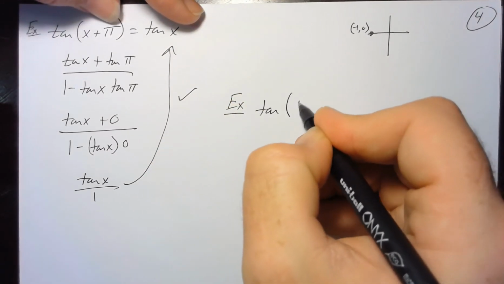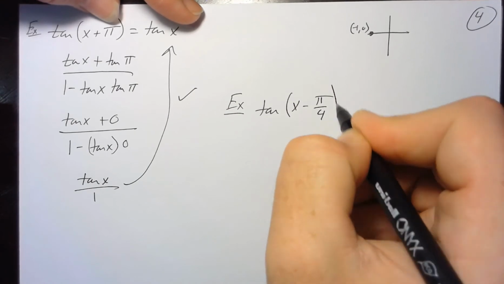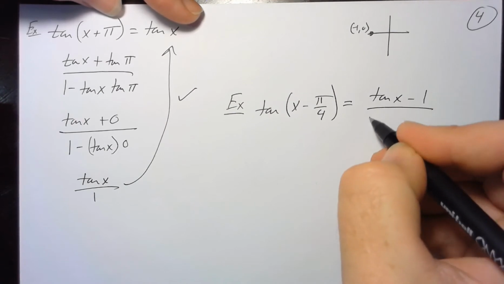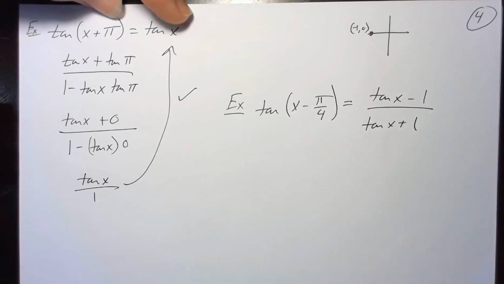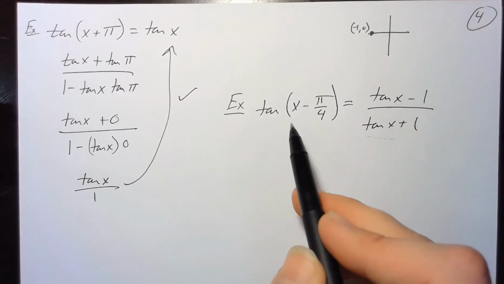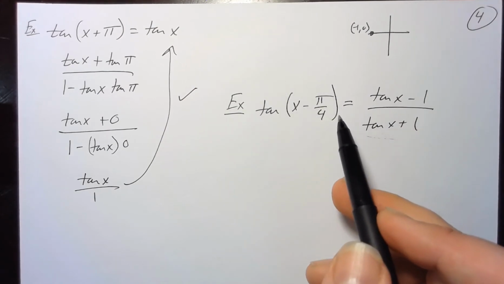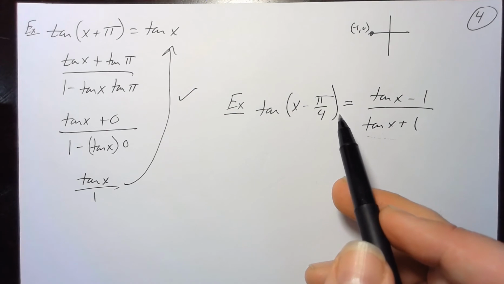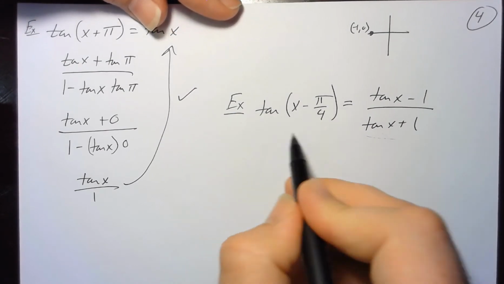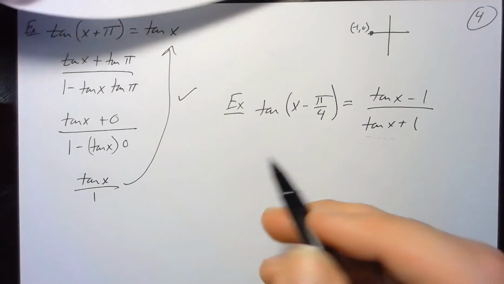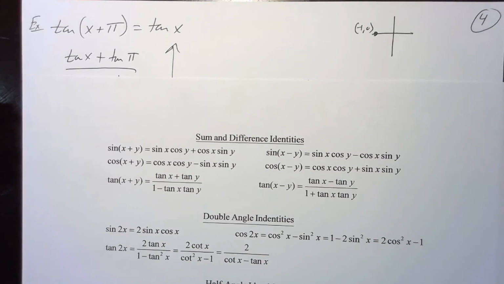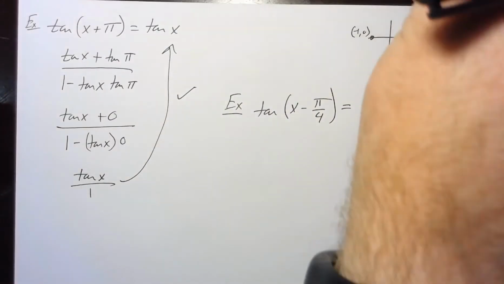Next, the tangent of x minus pi over 4, verifying that it equals the tangent of x minus 1, divided by the tangent of x plus 1. Now again, you might want to try working with this side, but keep in mind that we're not going to touch this side until I get this side to have singular interior values. So the first step is to manipulate this side using the difference identity for tangent. That difference identity looks like this right here. And then I'm going to see what I can do about simplifying.